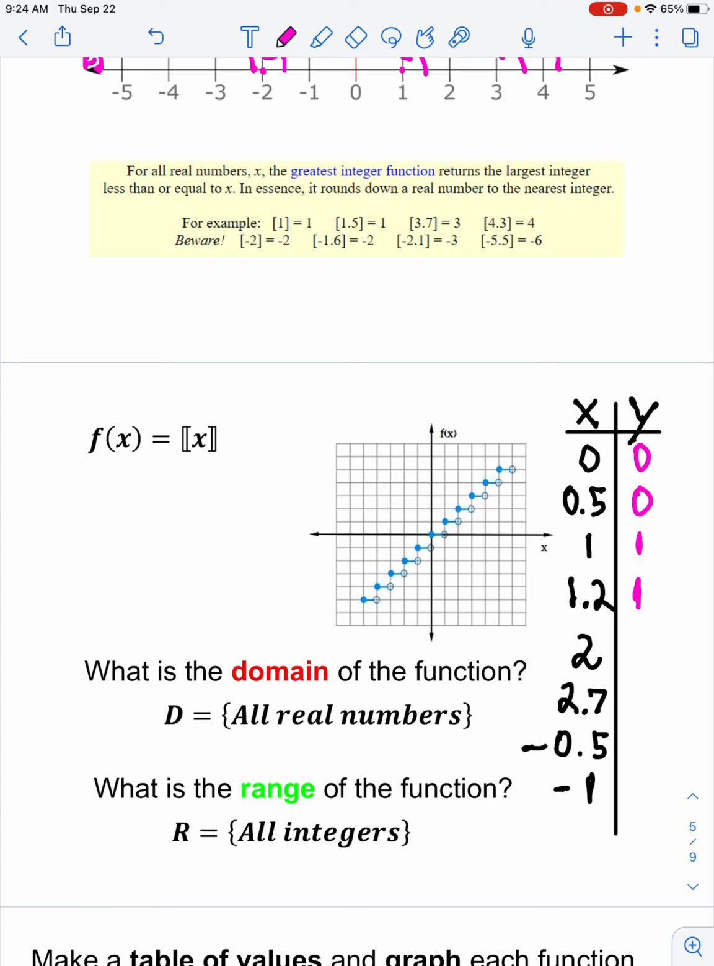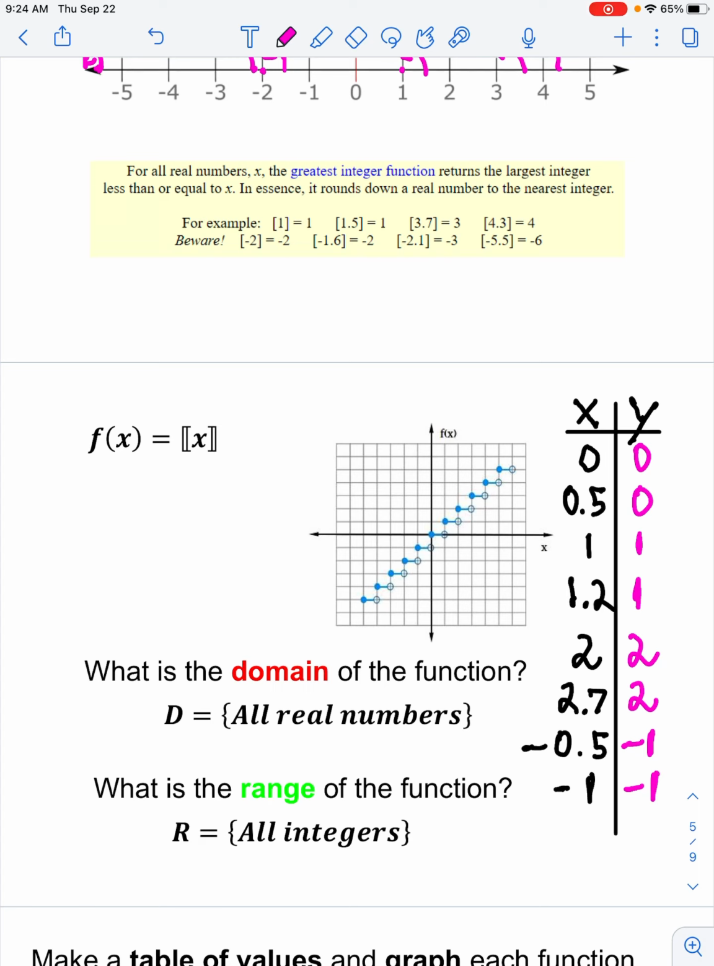If I enter 2, it would be 2. If I enter 2.7, it would also evaluate as 2, the largest integer less than or equal to 2.7. If I enter negative 0.5, that's going to evaluate as negative 1. That's the largest integer less than or equal to negative 0.5. And if I evaluate negative 1, it would be negative 1.